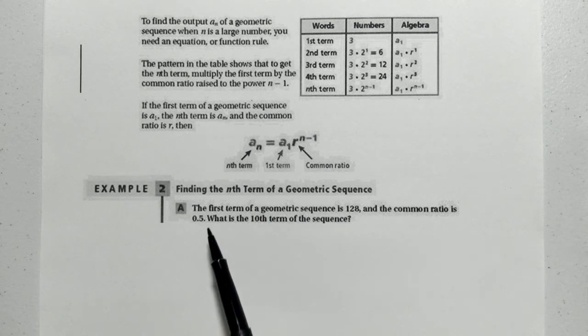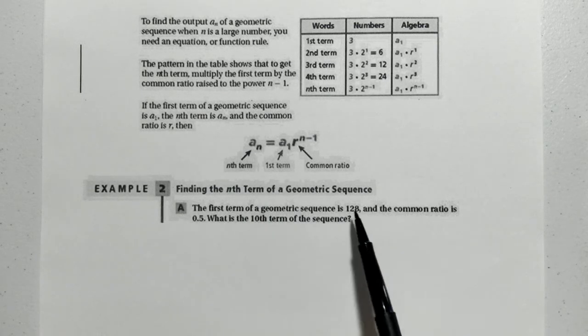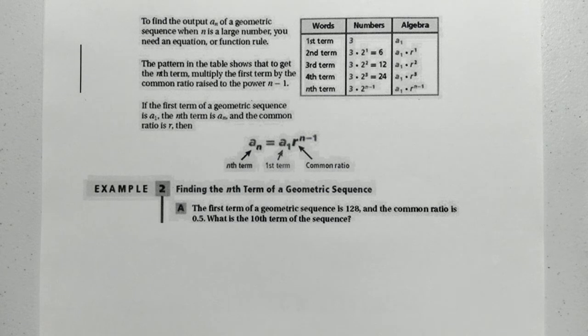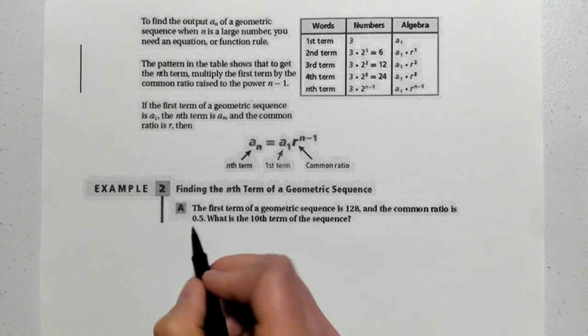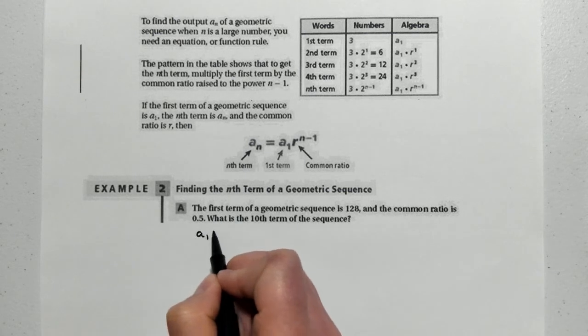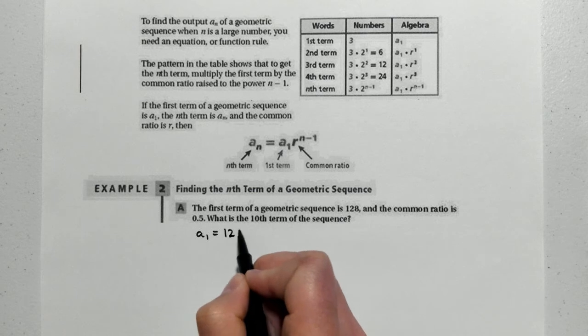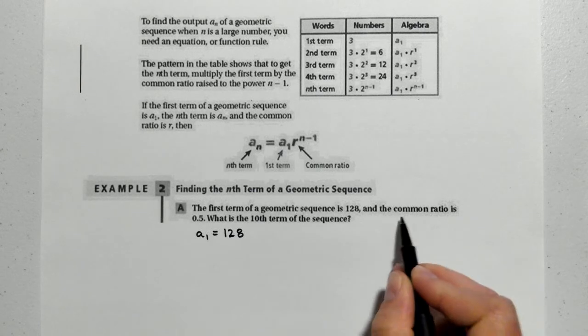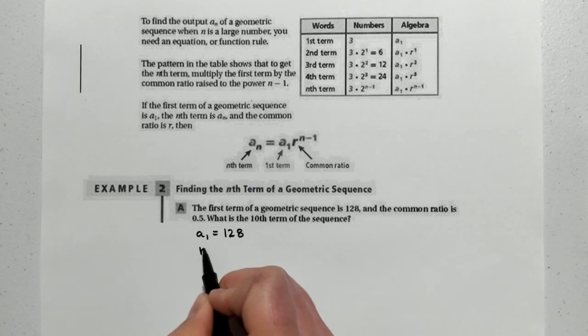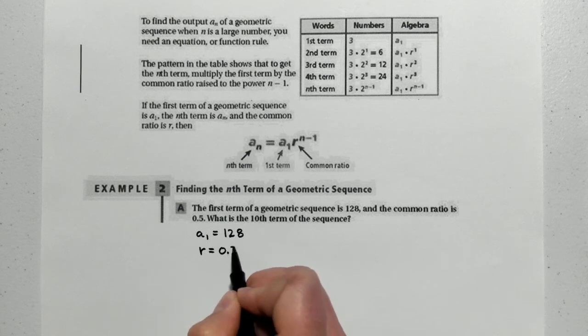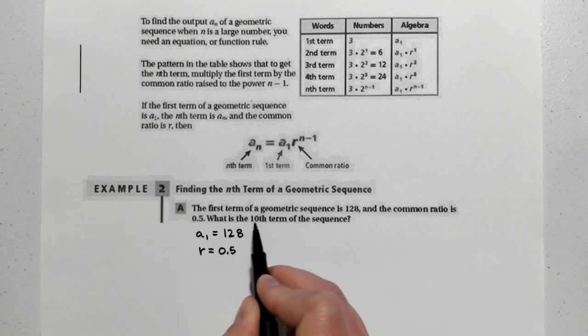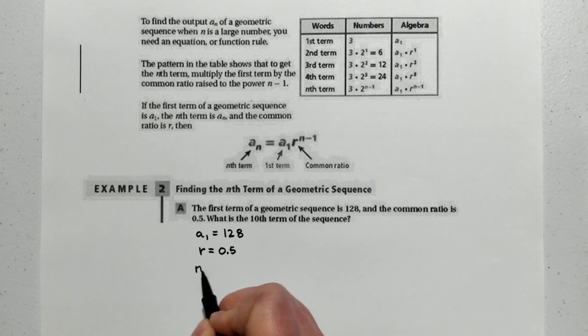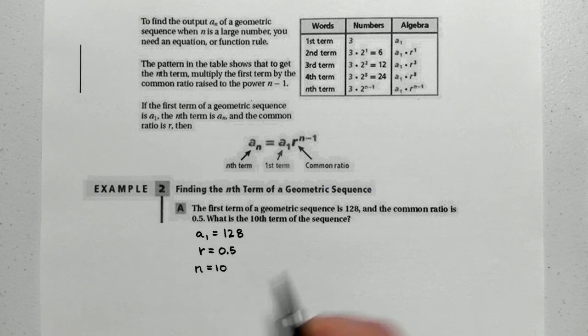So for A, the first term of a geometric sequence is 128. The common ratio is 0.5. What is the 10th term of the sequence? So the first term is 128, so that means my a sub 1 is 128. My common ratio is 0.5, so that means r is 0.5. And we're finding the 10th term, so n is going to equal 10.